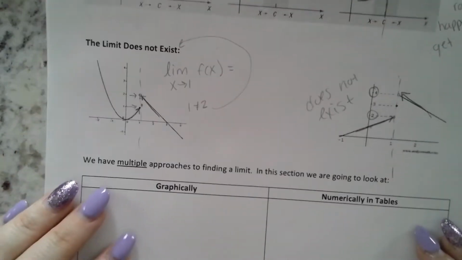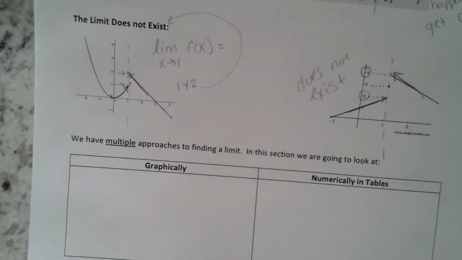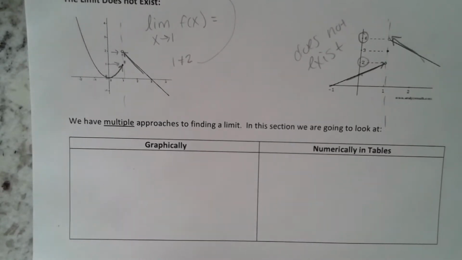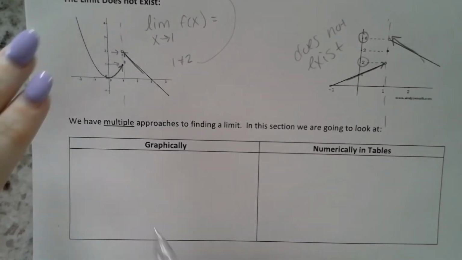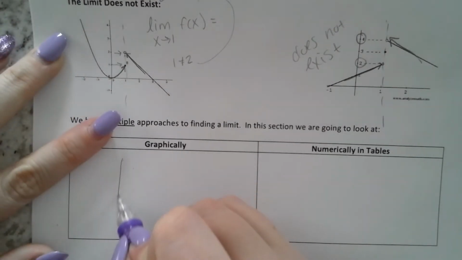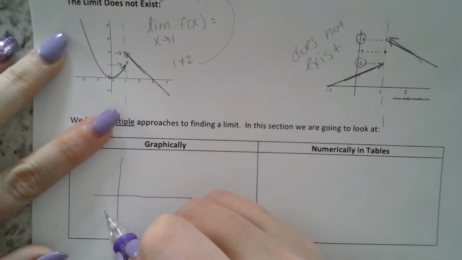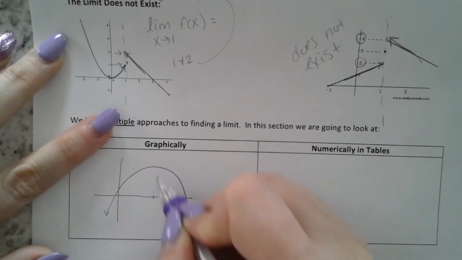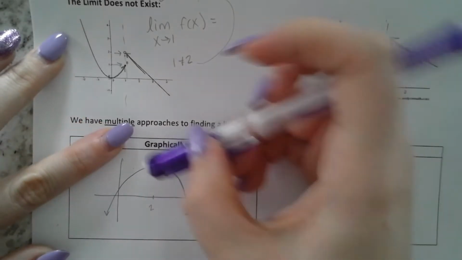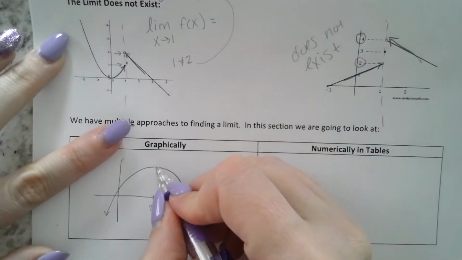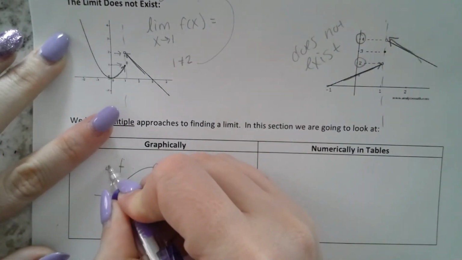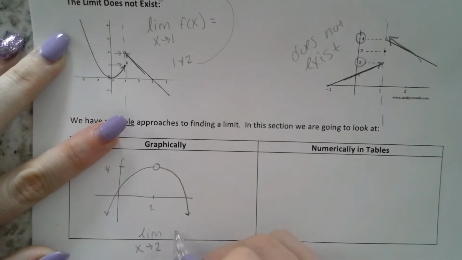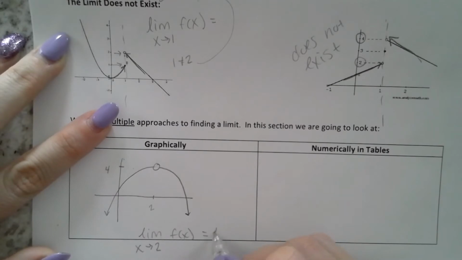Now in this section, we're going to be looking at two different ways that we can approach limits. We can look at it graphically, which is kind of what we were doing above. So for example, if I gave you a graph that looked like this, and I said find the limit as x goes to 2, we would say that answer is 4, right?